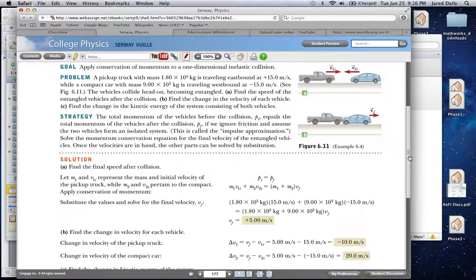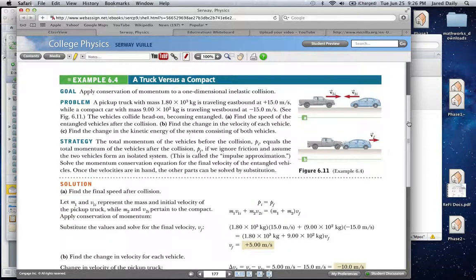Example 6.4: we have two cars going towards each other. Velocity 1 and velocity 2 are equal in magnitude but opposite in direction. But the truck weighs more than the car. The truck's mass is 1.8 times 10 to the 3, and the car's is 9 times 10 to the 2, so the truck is twice as heavy as the car. And what's going to happen when they collide?